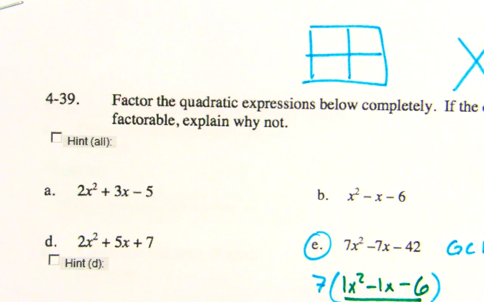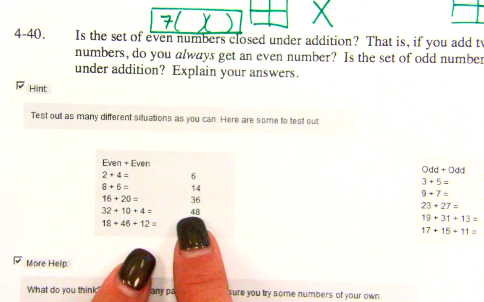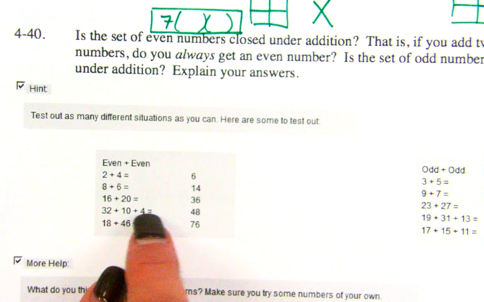Is the set of even numbers closed under addition? That means if you add up even numbers, are you always going to get an even number? Your hint actually lays it out for you. 2 plus 4 are even numbers, and yes, you get 6, which is even. 8 and 6 are even numbers, and you get 14, which is even. 32 plus 10 plus 4 is 48, an even number.